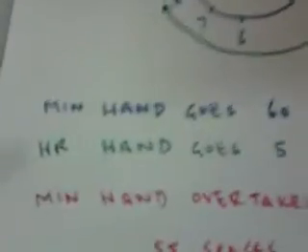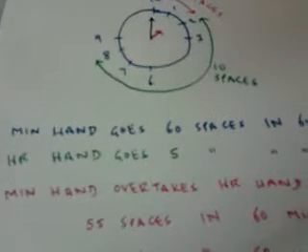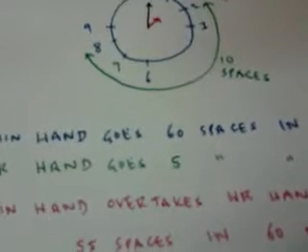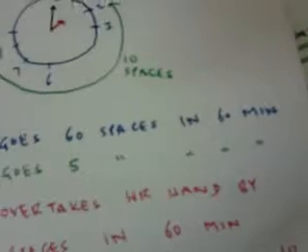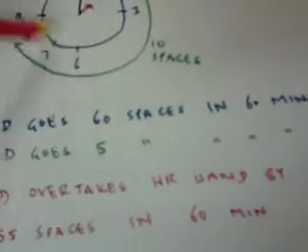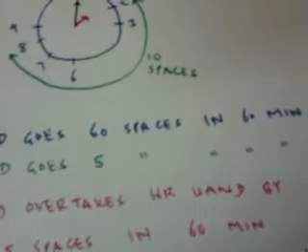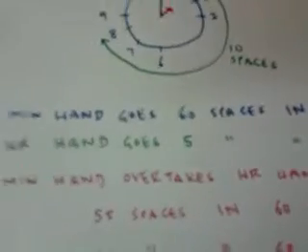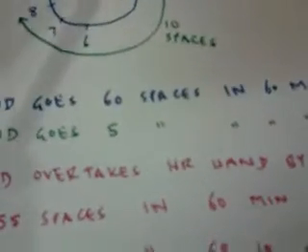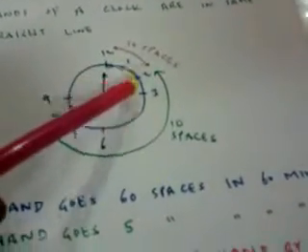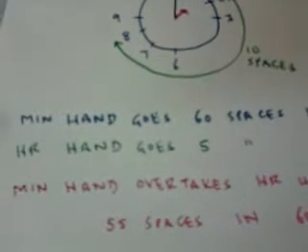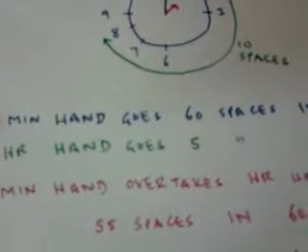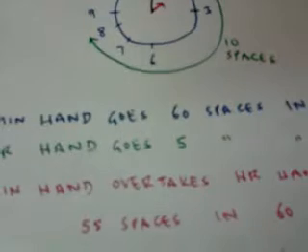Let us see. The minute hand in 60 minutes or 1 hour goes 60 spaces, isn't it? The minute hand goes the whole circle, that is 60 spaces according to our definition, in 60 minutes. The hour hand in 1 hour or 60 minutes just moves 5 spaces from 12 to 1 or 1 to 2 or 2 to 3, like that. So the ratio of the speed of minute and hour hand is 60:5 or 12:1.